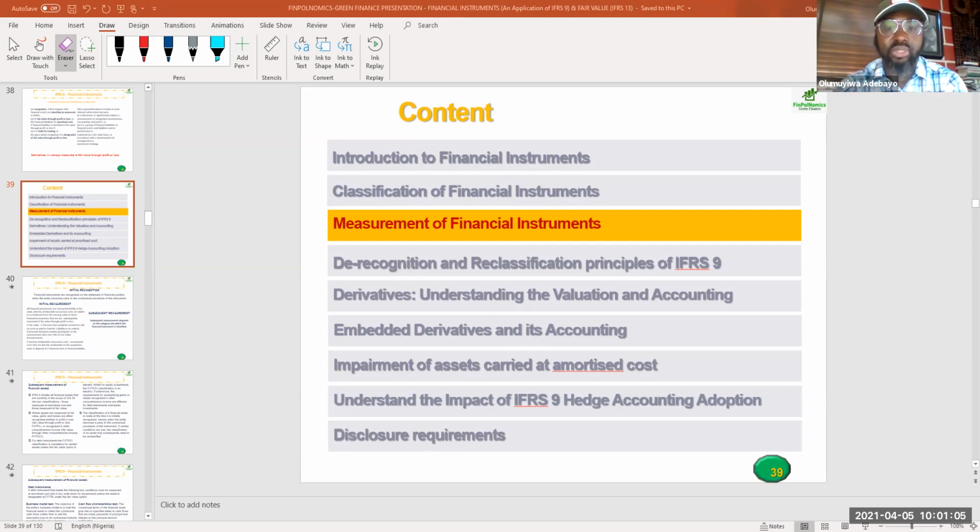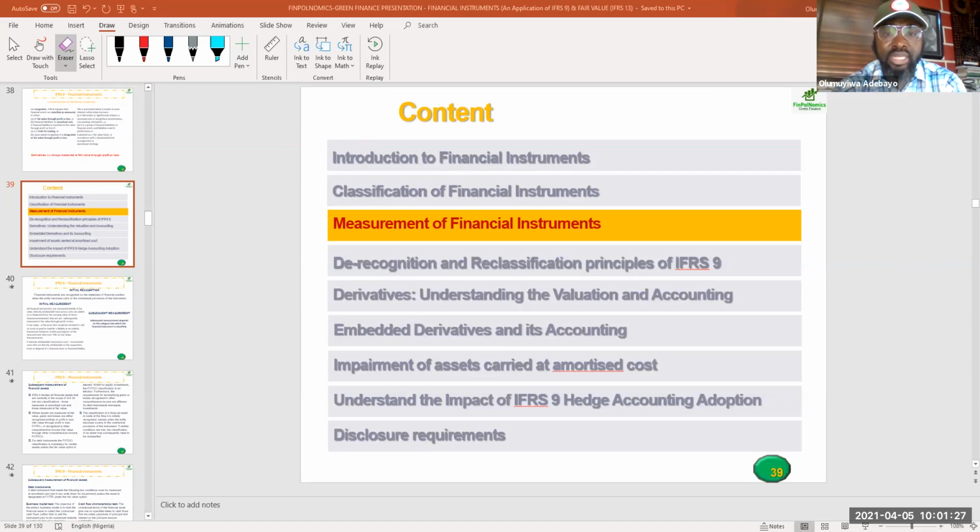We have started our discussion on financial instruments, and we've more or less dealt with the requirement of IAS 32. We then proceeded to discuss the requirement of IFRS 9, which we began in the last session, delving into classification and recognition of financial instruments.